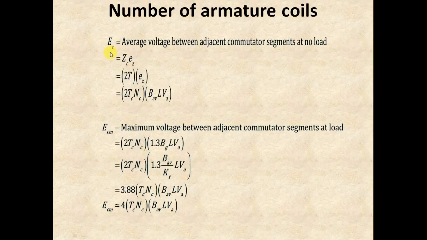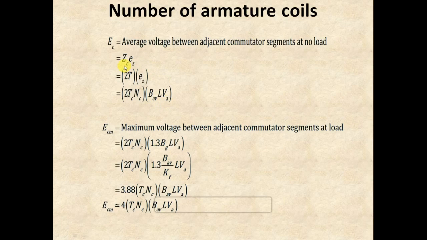First we will obtain the relation for EC, which is actually the average voltage existing between the adjacent commutator segments at no load condition. The relation for EC can be obtained by multiplying the number of conductors between adjacent commutator segments, that is ZC, and voltage per conductor at no load condition, which is EZ. The relation for EZ can be very easily obtained by using the standard substitution BLV sin theta. Since the conductor is placed perpendicular to the direction of flux, the value of sin theta will be 1. So instead of EZ we can make the substitution of B average L into VA.